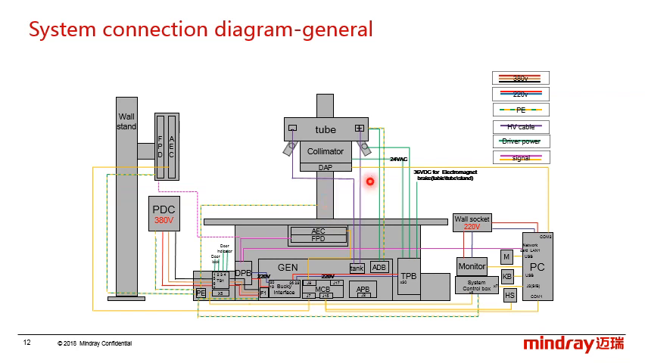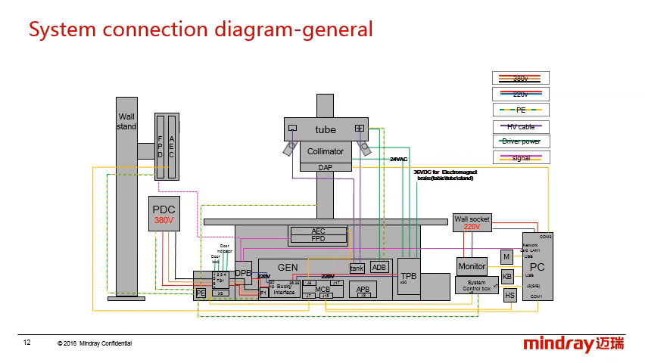Let's check the general diagram first. As you know, the different lines are on behalf of different signals. Like this line means the 380 volt three phase power. And this is the 220 volt. The green and yellow line is the ground wire. The purple line is the high voltage cable, and the green one is the dry power, and the last is the signal communication.